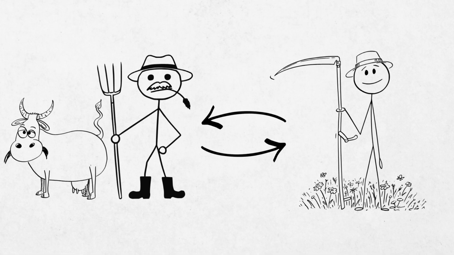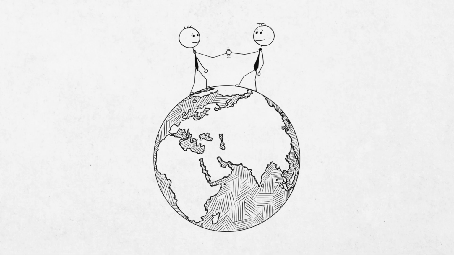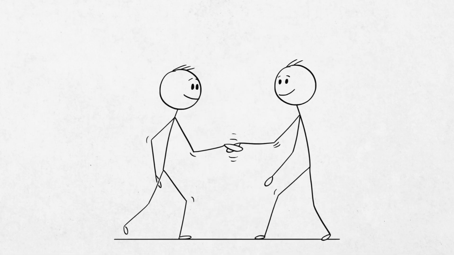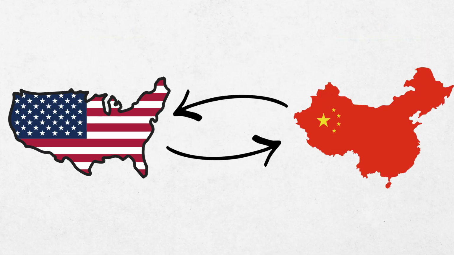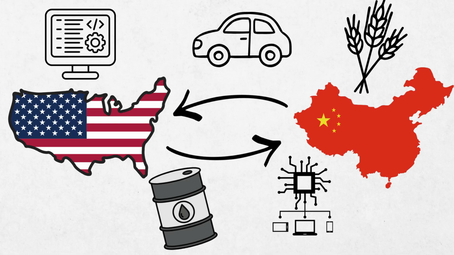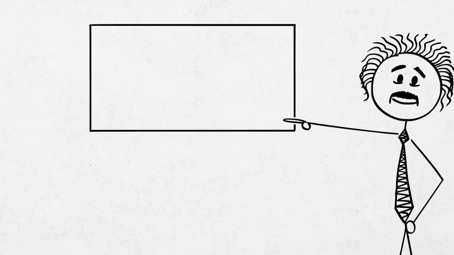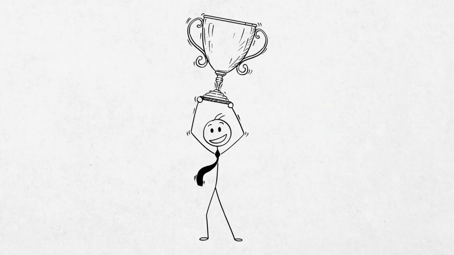That simple idea is basically the foundation of international trade. Now scale that up to the entire planet. Instead of two neighbors trading steak and bread, you have countries trading cars, oil, electronics, wheat, and software. Countries specialize in what they're relatively good at producing and trade for the rest. Economists call this comparative advantage. A country doesn't have to be the best in the world at making something. It just has to be better at that thing compared to what else it could produce.